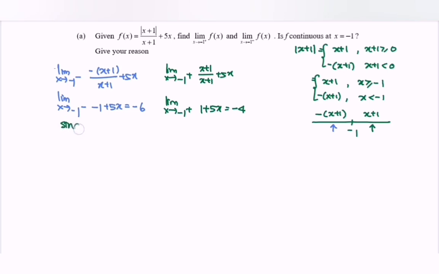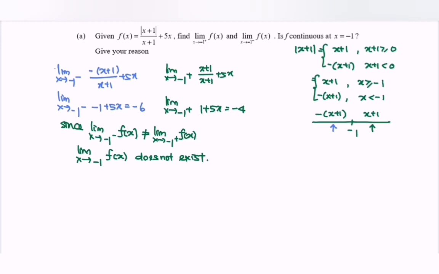So since the limit when x approaches negative 1 from the left for the function f(x) is not equal to the limit when x approaches negative 1 from the right for the function f(x), then we can say the limit when x approaches negative 1 for the function f(x) does not exist.